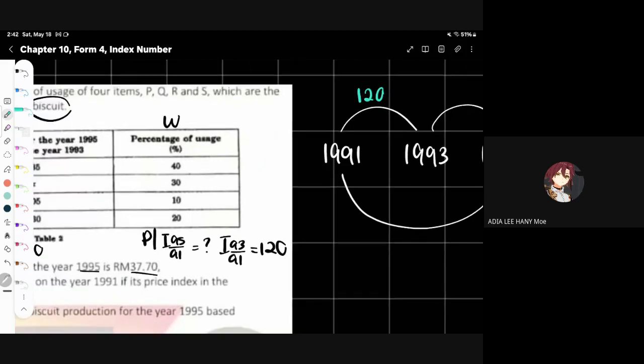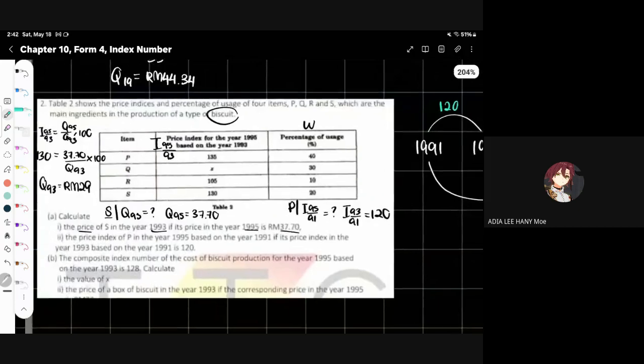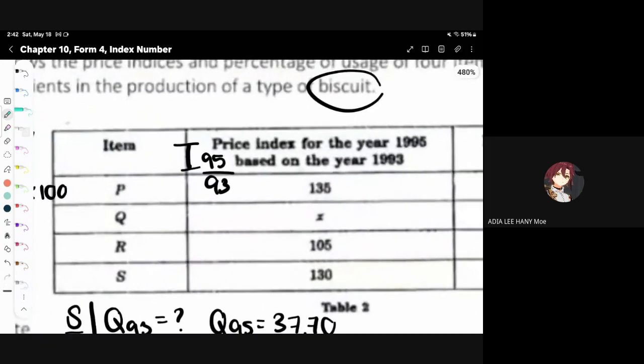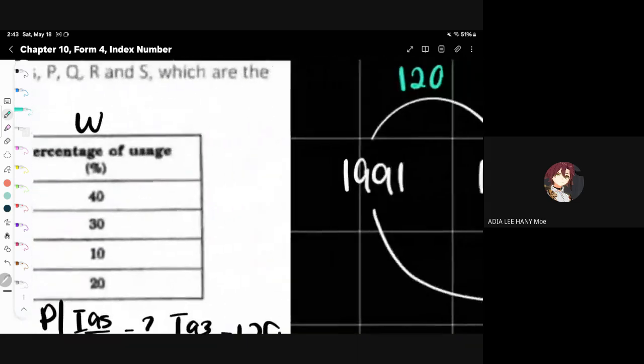Now, what about 1995 and 1993? Look here, we have it already. This is the price for P. We are talking about P, remember? So 135. This is 1995 and 1993. So 135.